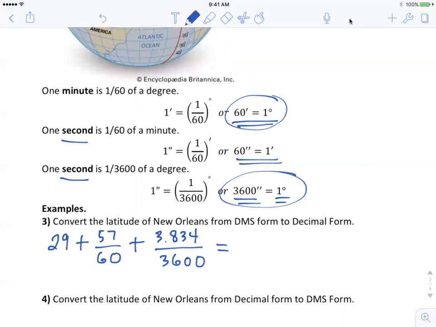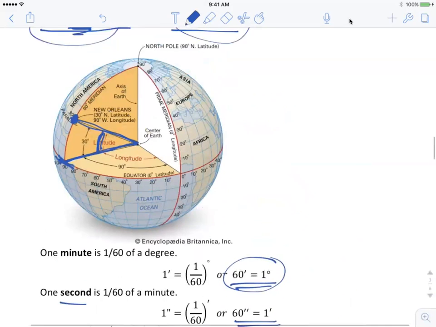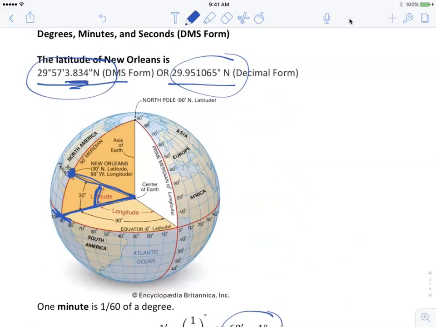You'll see similar problems. Notice if you are doing the calculation in your calculator, to maybe check me, I get 29.951065. 29.951065, which is what it should be, because that's what it had on the internet when I looked it up. So they were right.